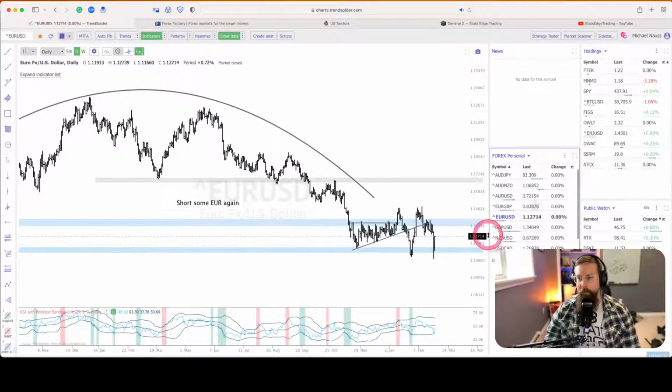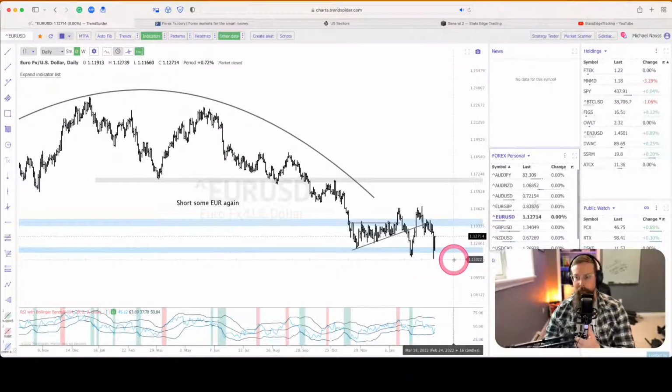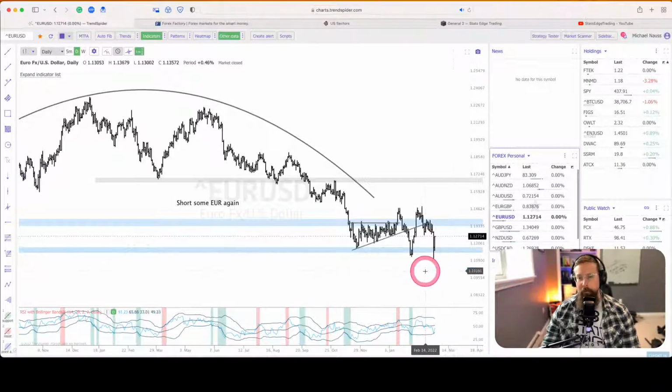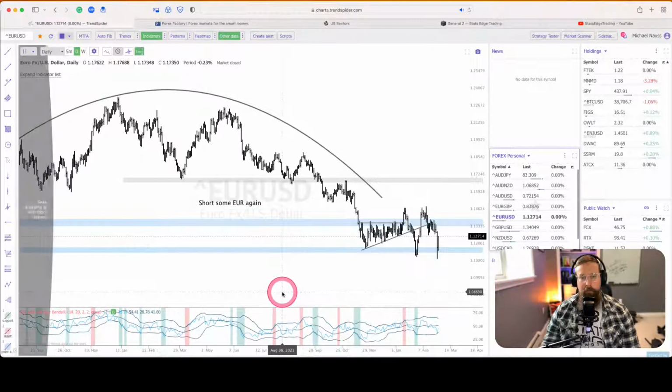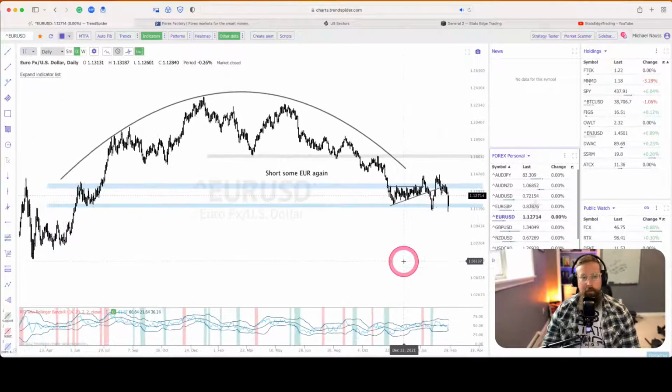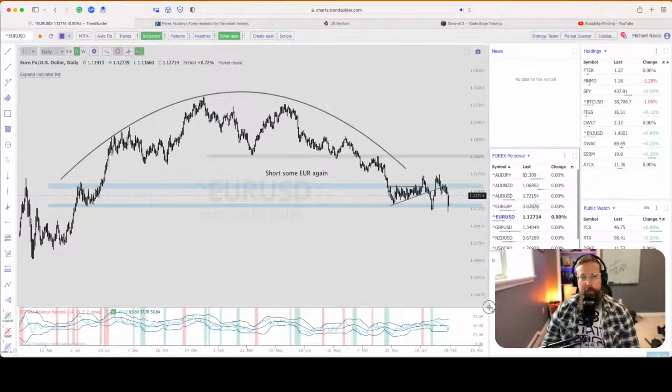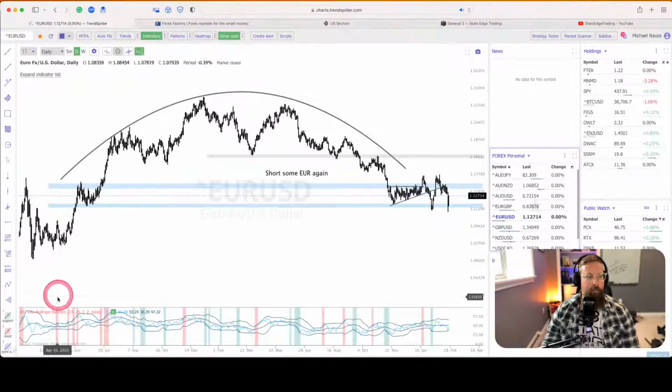Yeah, the euro, I took this drop right here. So I am short a little bit of the euro. Again, I don't know how this will play out, but again, I'm just a pattern trader, which I guess leads me to answer this.